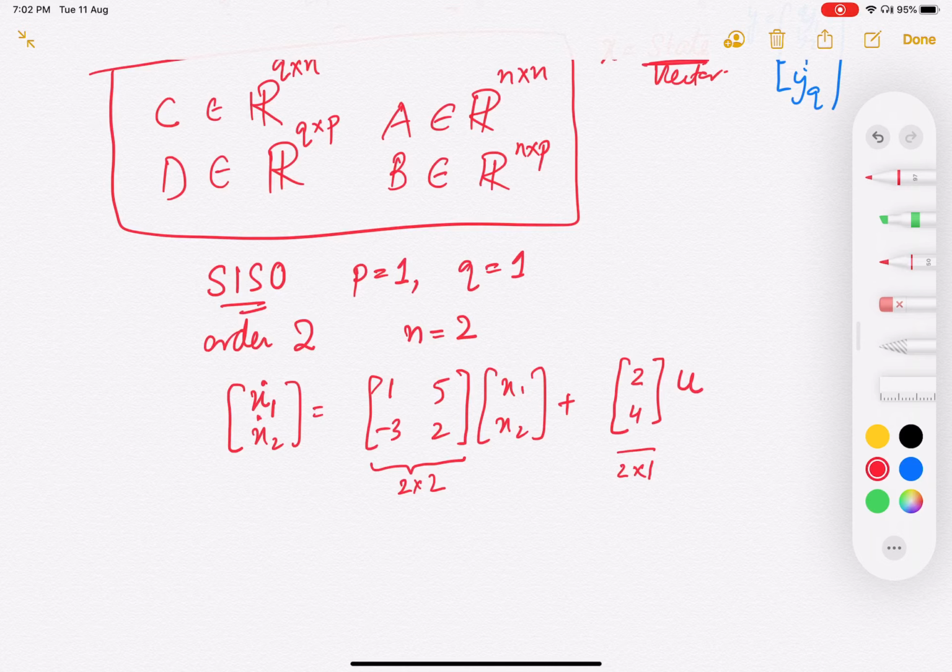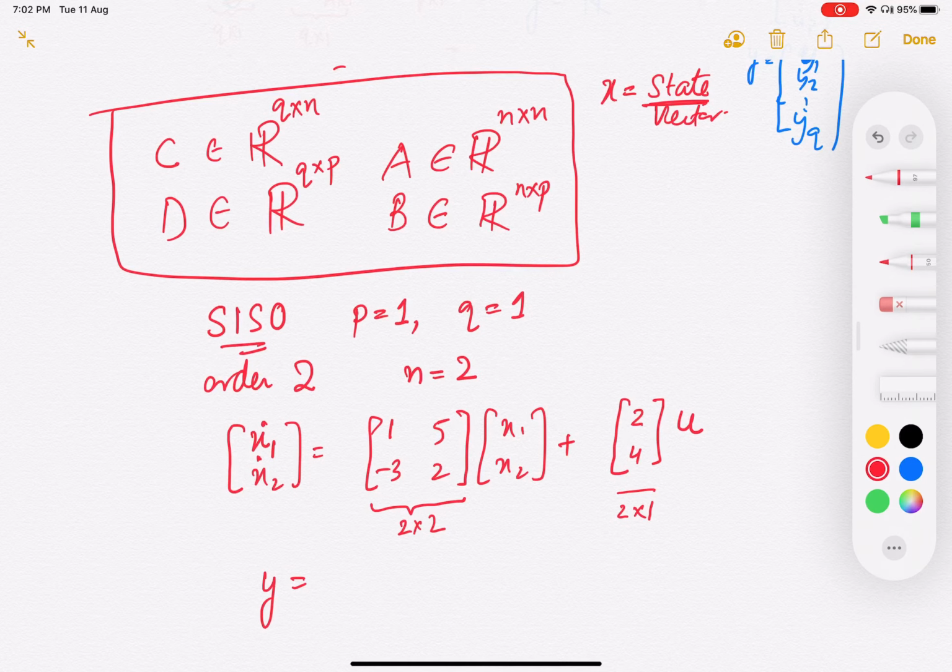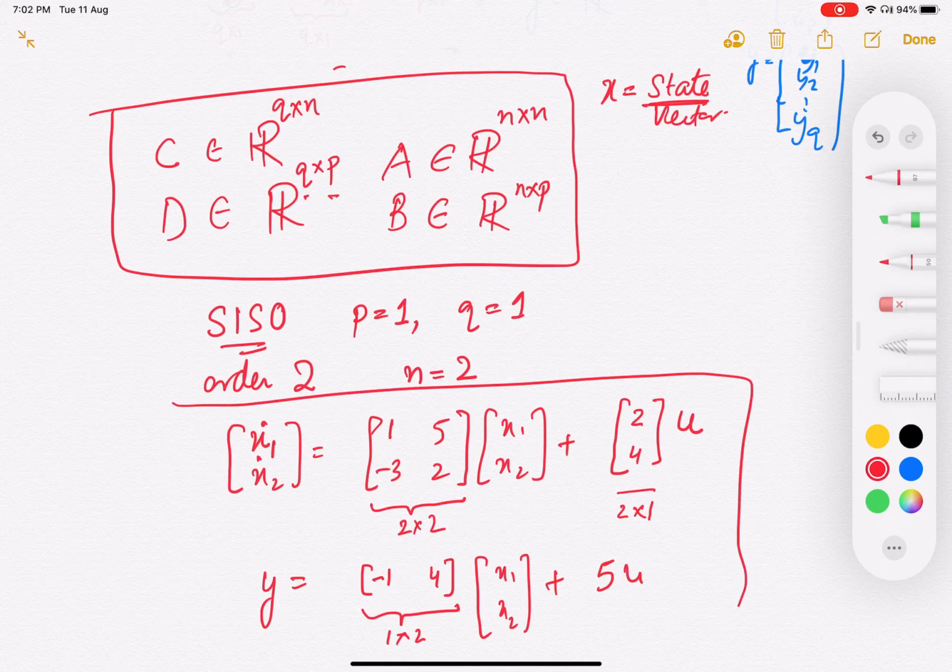Similarly, your output is a scalar. Output would be Cx, where C is q cross n. Q is 1, so it has to be 1 cross 2, say minus 1, 4, for example. I'm just writing it like that. So this is 1 cross 2, that is q cross n, times x1, x2, plus D, which is a scalar because it's 1 cross 1, since q is 1 and p is 1, say 5u. So this would be a state-space representation for a system.